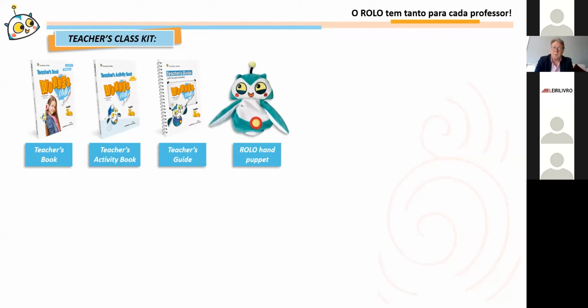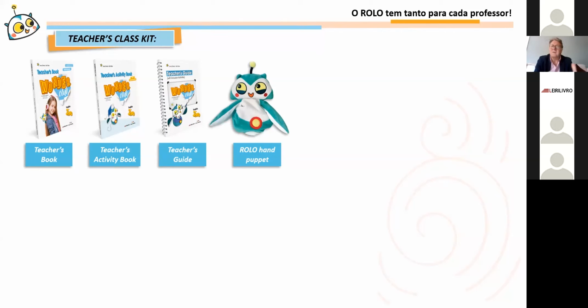You also have ROLO, the hand puppet. ROLO's place in the book is he is part of the serialized stories, but there's also a very unique augmented reality downloadable app that involves ROLO too. And again, I'll be telling you more about that.